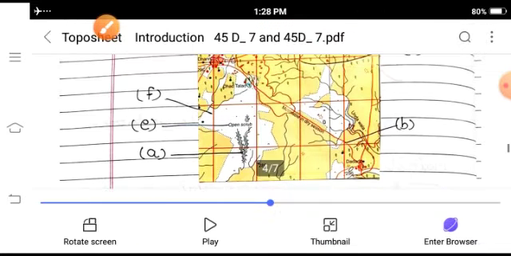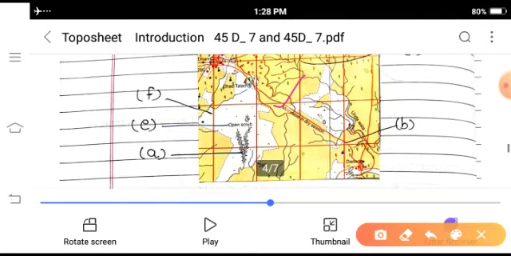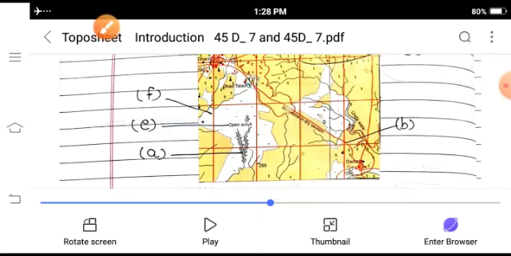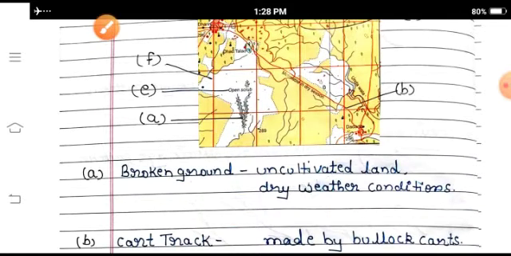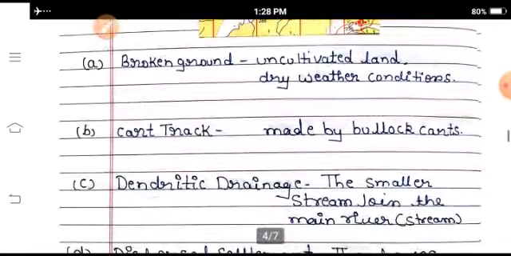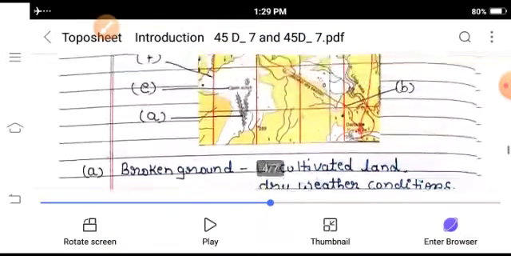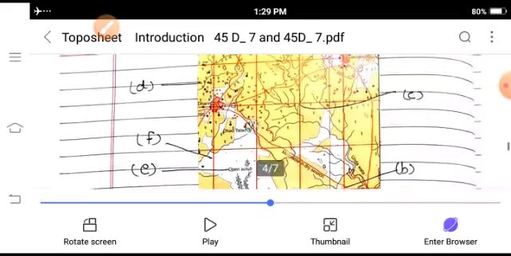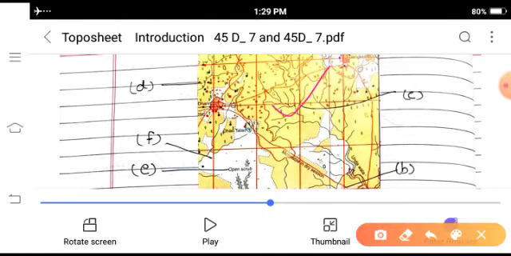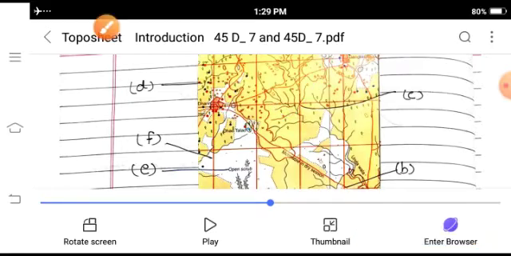Now the car track. This is the road which is motorable in the dry season. In this season only a bullock cart can pass, so it is suitable in the dry season but not suitable in the rainy season. Now dendritic drainage, where smaller streams join the main river. Here you can see in C1, the figures branching like a tree show the dendritic drainage pattern.